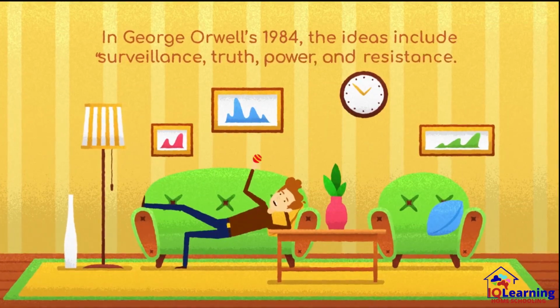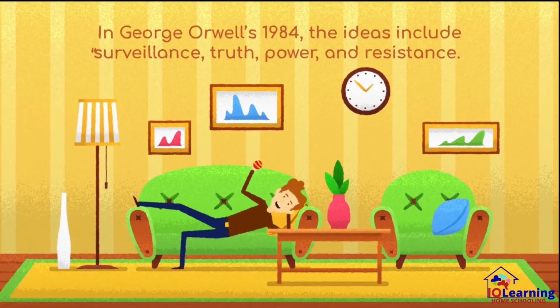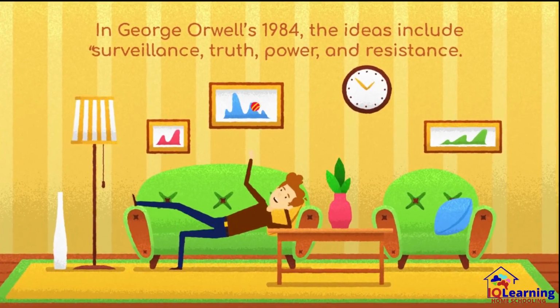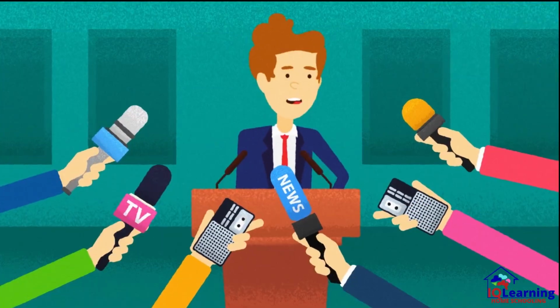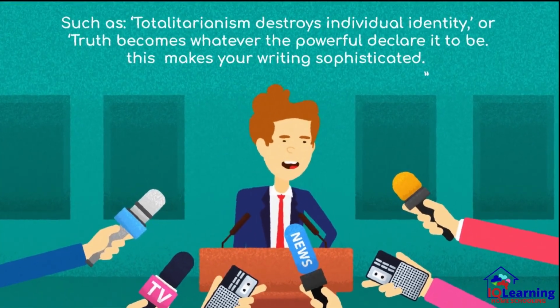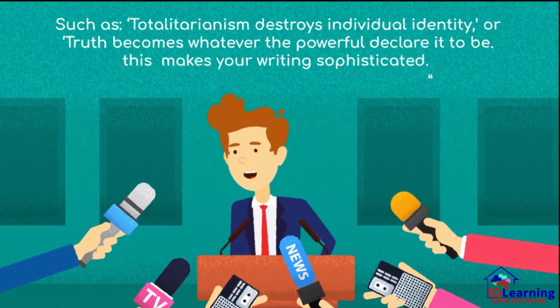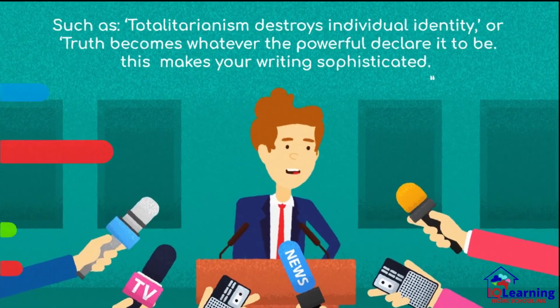In George Orwell's 1984, the ideas include surveillance, truth, power, and resistance, but the themes, such as totalitarianism destroys individual identity, or truth becomes whatever the powerful declare it to be. Knowing this distinction immediately makes your writing clearer and more sophisticated.